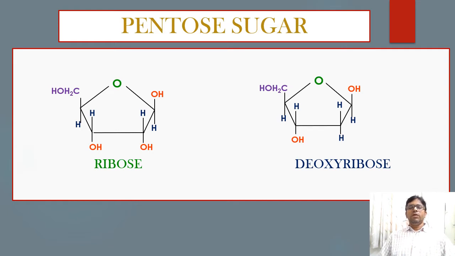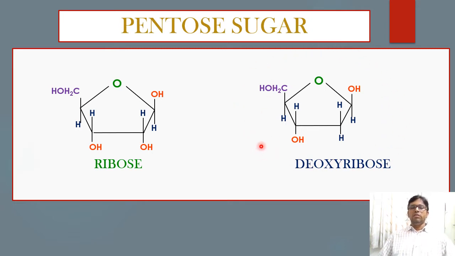Based on the sugar found, nucleic acids are of 2 types. One is ribonucleic acid and the second one is deoxyribonucleic acid. Ribonucleic acid is RNA, deoxyribonucleic acid is DNA. In RNA, ribose sugar is present. In DNA, deoxyribose sugar is present. In the picture here you can see both types of sugars. This is ribose sugar and this is deoxyribose sugar.